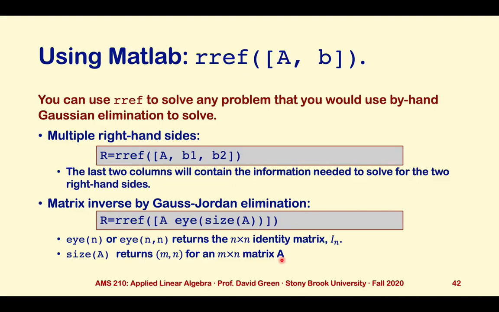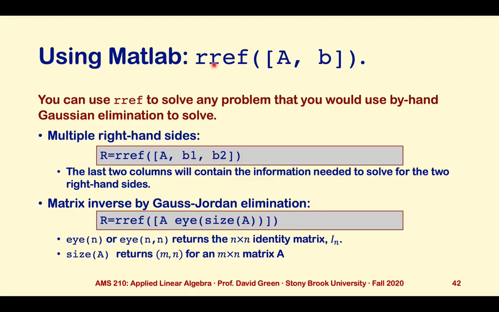We showed examples of using Matlab to solve a problem with a standard augmented matrix. You can use RREF to solve any problem that you would normally use hand Gaussian elimination for. You can solve multiple right-hand sides like we saw in a worked example video. We do this simply by creating an augmented matrix that has more columns. The answer to this will have all of the information needed to solve the system. The last 2 columns will now both be right-hand side columns that can solve for both right-hand sides.